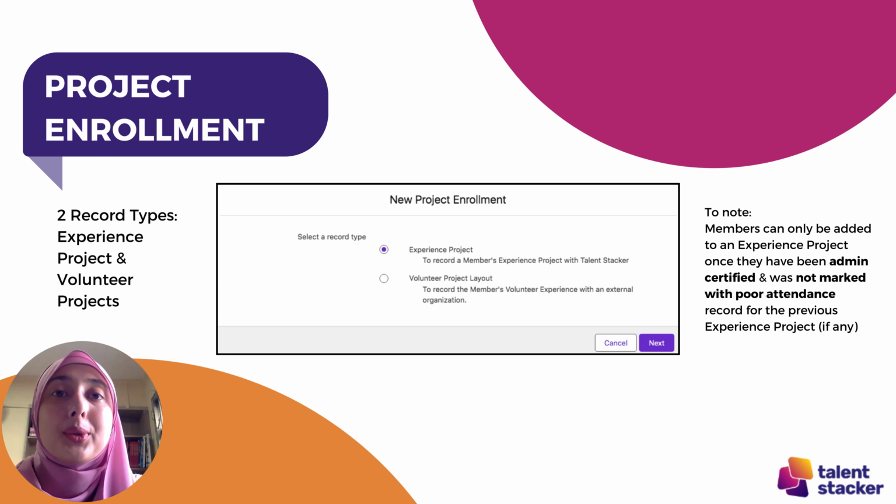Just to take note, there are a few validation rules set in place. Members can only be added to an experience project once they have been admin certified and they have not been marked with poor attendance for any past experience project, if any. So if you try to add a member who cannot be added to an experience project just yet, an error message will pop up letting you know what needs to be done.